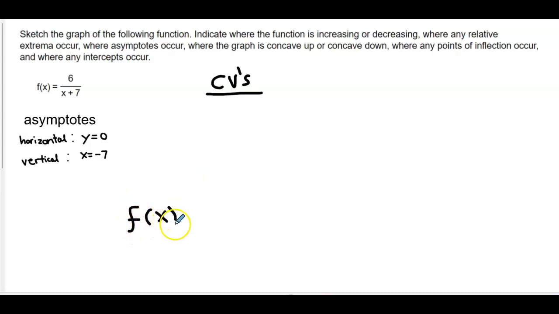If you look at this, the numerator is just a constant term. There's no variables in it. It's just 6. So it would be useful to just rewrite this function with that x plus 7 to the negative 1 in the numerator's place. We'll bring the x plus 7 up, raise to the negative 1. That way we can use the chain rule. It just makes it a little more straightforward to find the derivative.